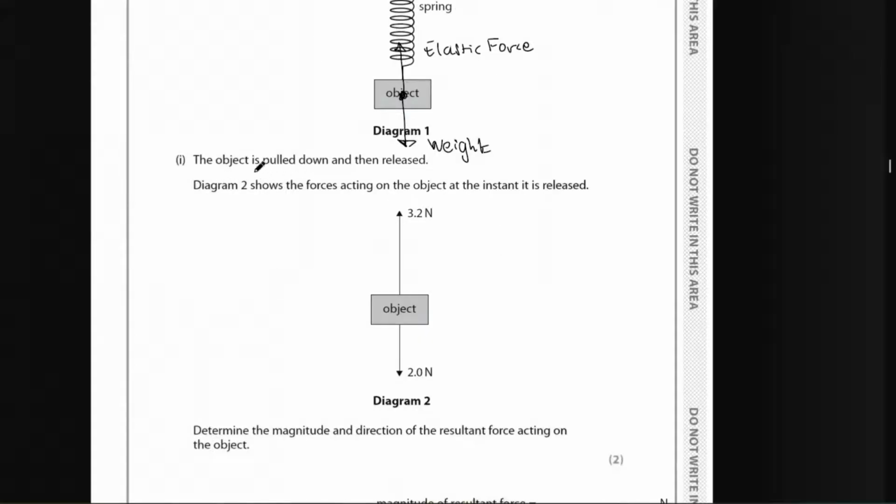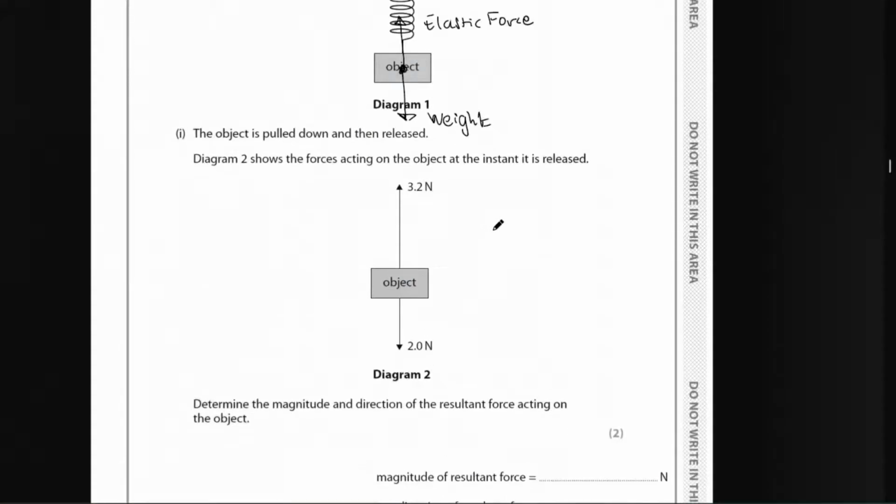Question number 1, the object is pulled down and then released. Okay, so what happens is somebody pulls down this object and releases it. Diagram 2 shows the forces acting on the object at the instant it is released. So as soon as it is released, there's a greater extension in the spring. The greater the extension, the greater the force. That's why the elastic force is greater now. It's 3.2 newtons. It's more than the weight of the object, which is 2 newtons.